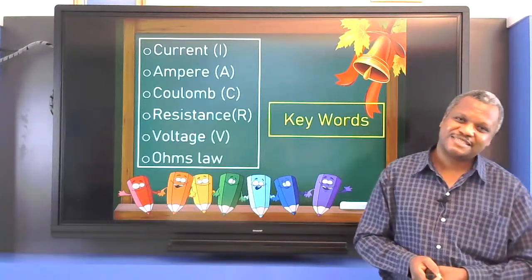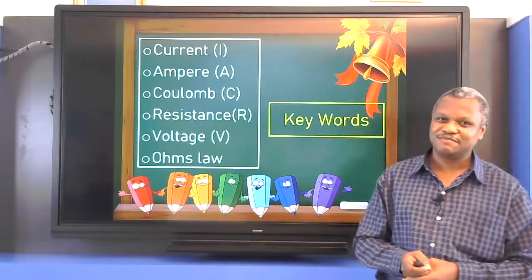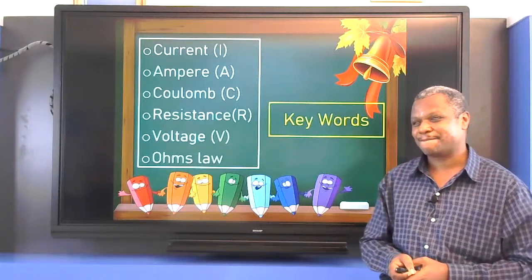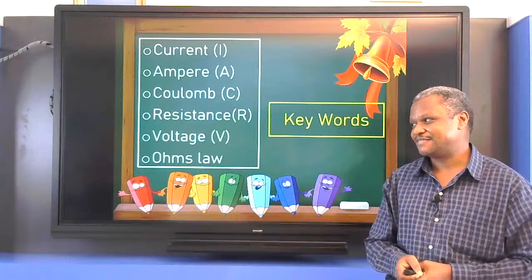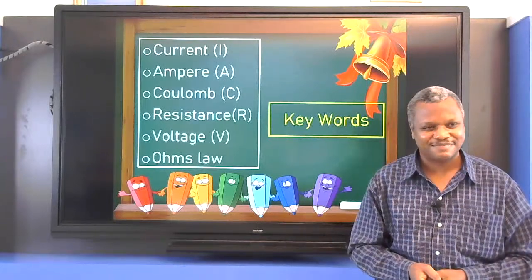The symbol for current is letter I. The symbol for voltage is V. Resistance is R. And the symbol for coulomb will be letter C.